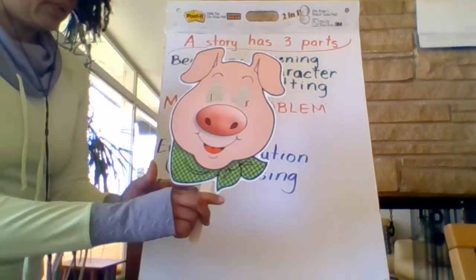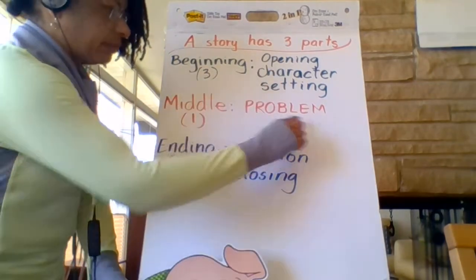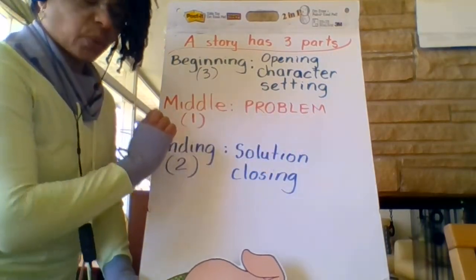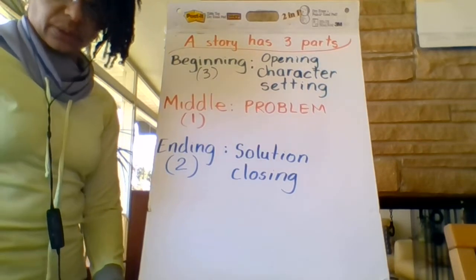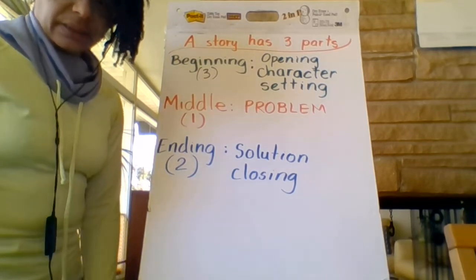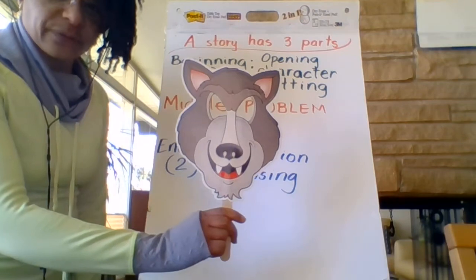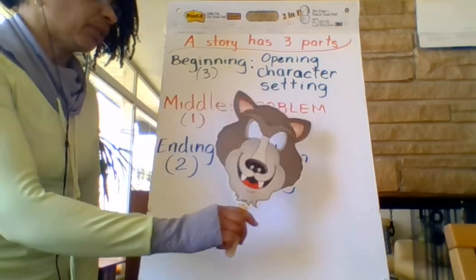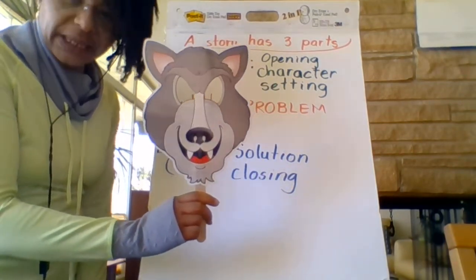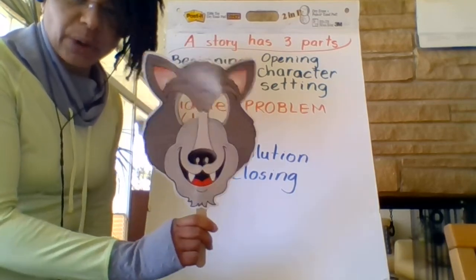And now we are looking at the middle of the story. What's the problem in this story? You got it. The wolf is knocking on their door and is trying to eat them. That's the big problem.